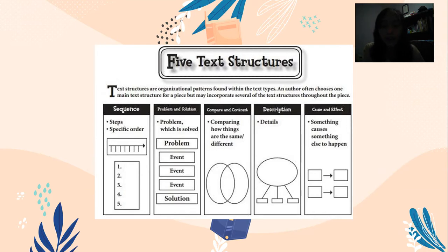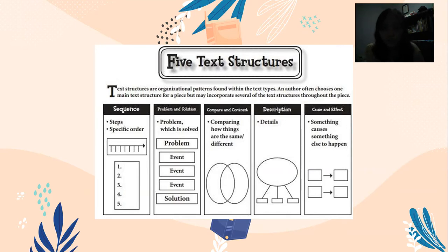And then 4. Description text describe about details. Jadi description text itu mendeskripsikan sesuatu, bisa jadi benda, tempat dan lain sebagainya secara mendetail.